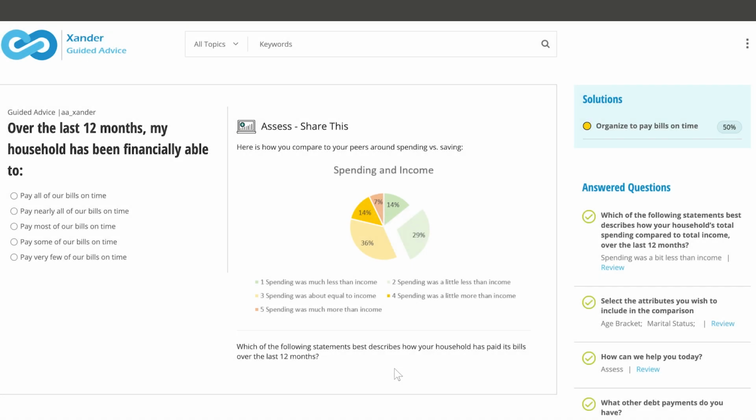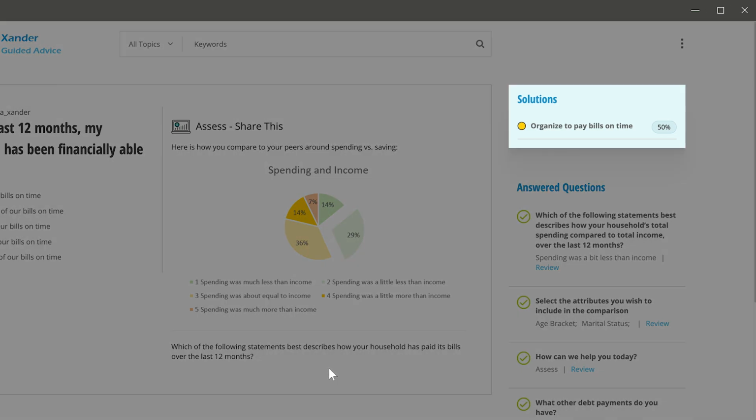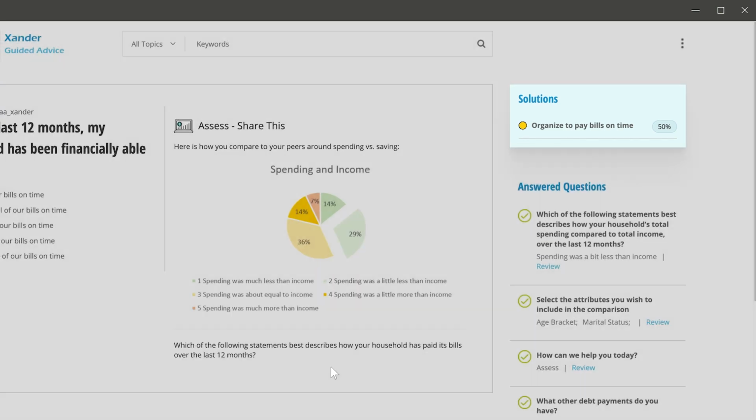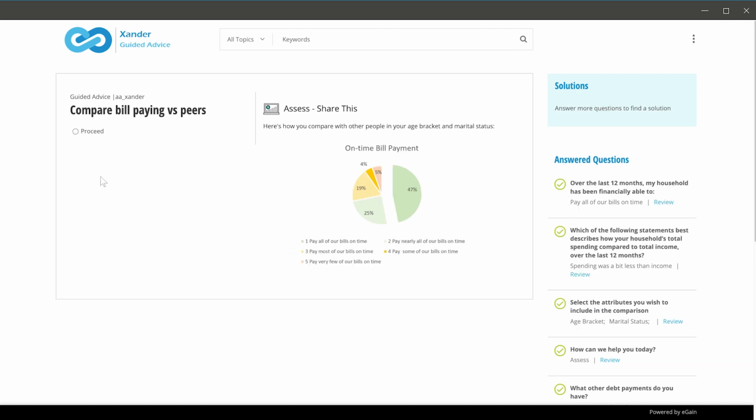This question deals with paying bills on time, and in the upper right corner we can see that the system is already thinking about a recommendation around organization should the customer have past due payments while spending less than they make. When the customer answers that they have no past due payments, we see that the solution has disappeared. The customer is once again validated as they fall in the top group, comprising 47% of respondents.